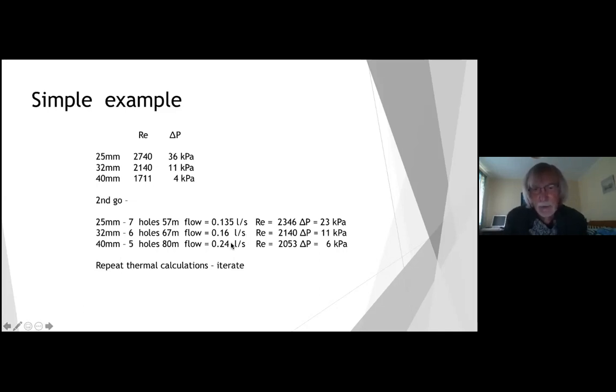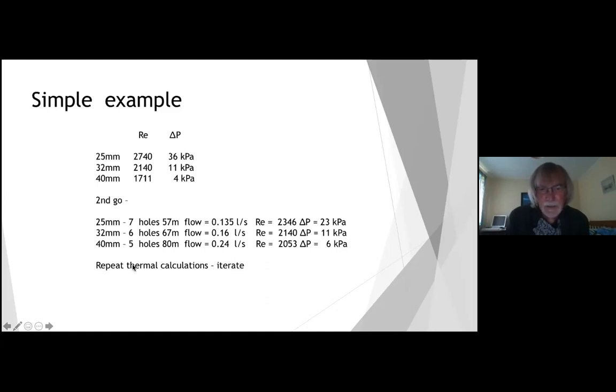The flow rate will have gone up, which will attempt to bump the Reynolds number. But this is a bit marginal, this Reynolds number. So we're probably coming back to the fact that the 32 mils, 6 holes at 67 meters, is probably the optimal solution for this design.